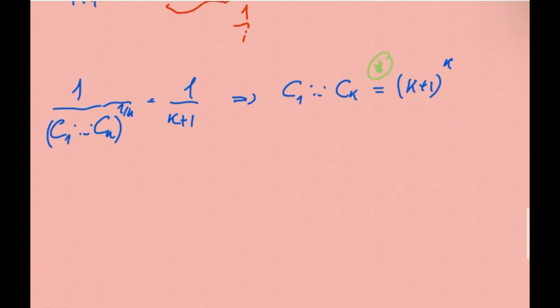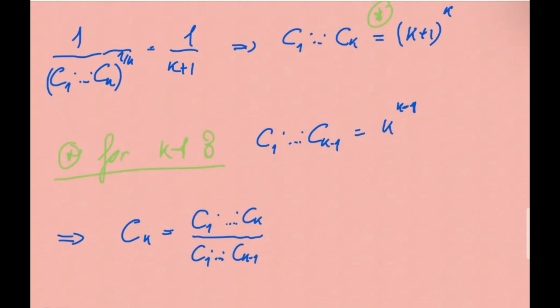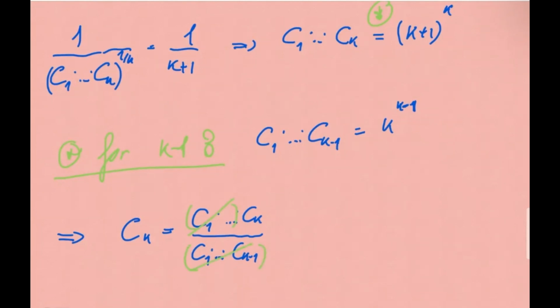Now the next step is to use this equation for k minus 1. So now we have c_1 until c_(k-1). We have a different index, but it's the same equation. This is now k instead of k plus 1, to the power of k minus 1. Okay, why do we even do this? Because we want to write out this c_k as c_1 multiplied until c_k divided by c_1 multiplied until c_(k-1), because all of these different terms get cancelled and we only stay with c_k.